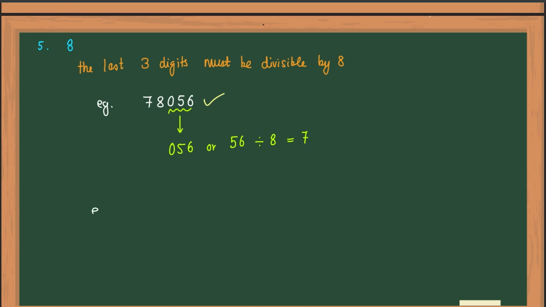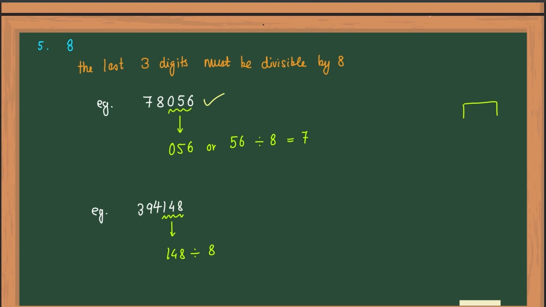Let us consider another example. If I am taking the example 394148, what are the last three digits? The last three digits are these, which are 148. It must get divided by 8.